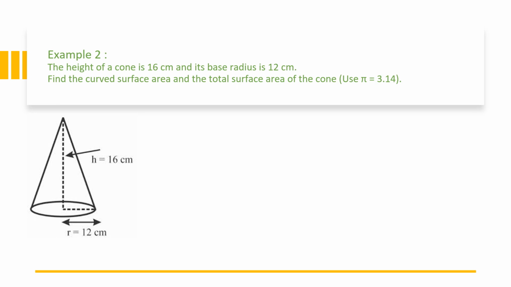What is given? Height of a cone is given, 16 centimeters. This is vertex to the center of the base. It is 16 centimeter height or altitude, and base radius is also given. So this is the center of the base to the edge of the base. It's called radius, right? 12 centimeters given. Now what is it that we need to find out? We need to find out the curved surface area, this one, and total surface area.